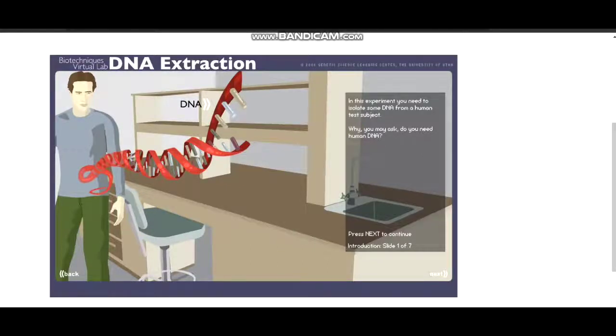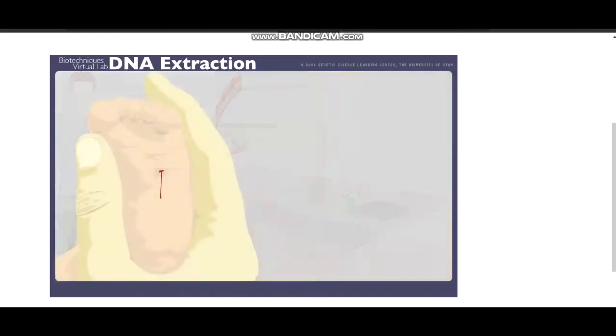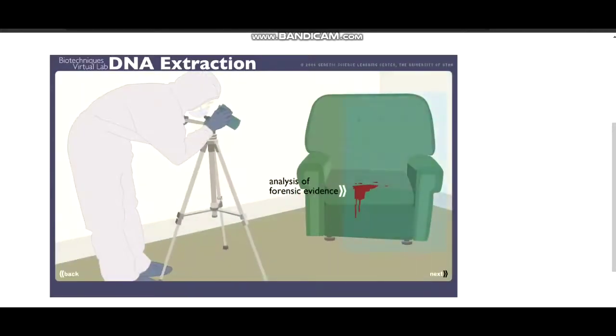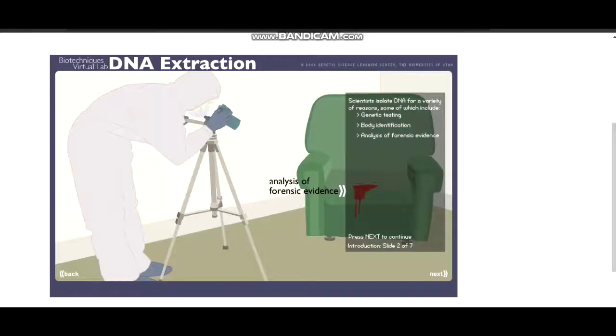So why do we need to know the human DNA? Because we want to know about genetic testing, body identification, and analysis of forensic evidence. Scientists extract DNA from a variety of sources.